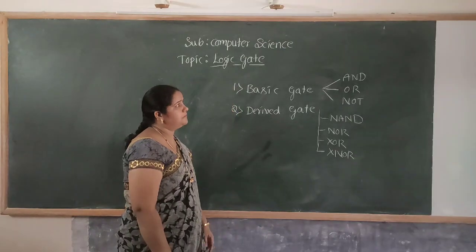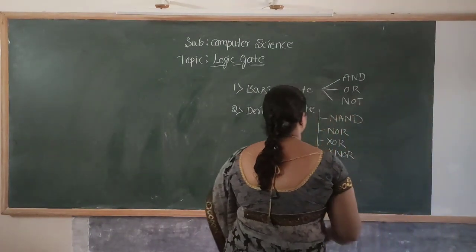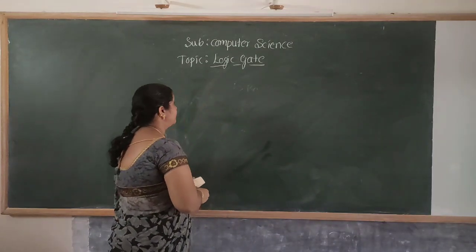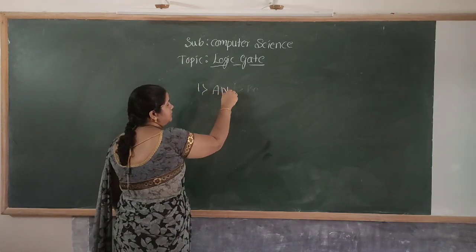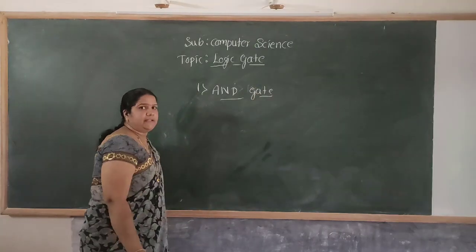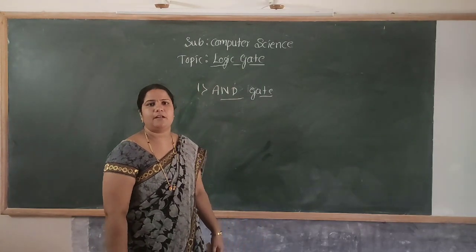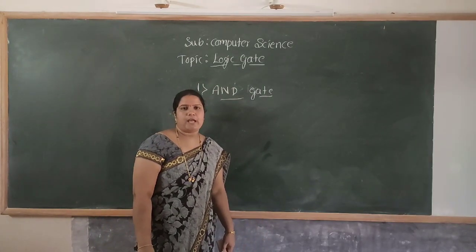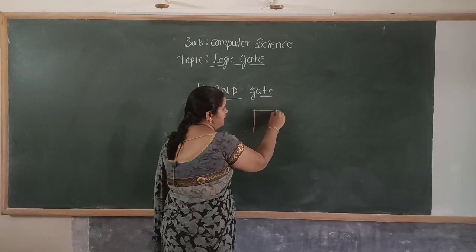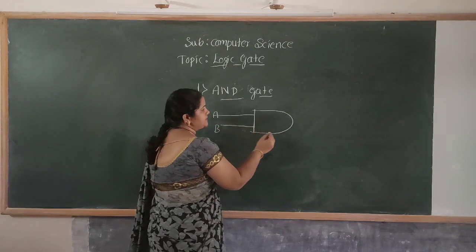First, what do we know about the AND gate? The AND gate is one type of basic gate. It operates on two or more input signals to produce a single output. The AND gate is generally denoted by this symbol, containing two or more input signals producing a single output.